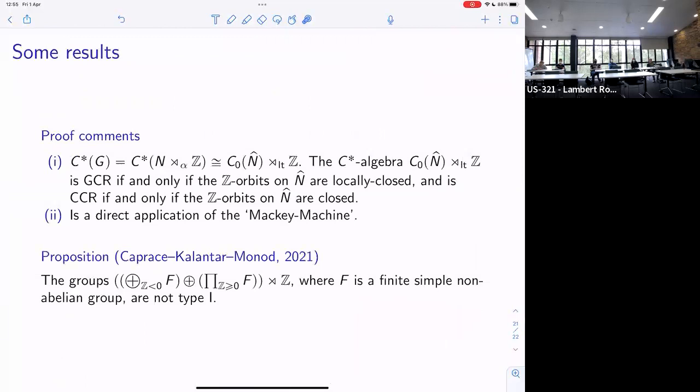Now, it turns out that not all scale groups are type 1. It was shown in a result in a paper by Caprace and Monod just late last year that scale groups of this form, where the elliptic subgroup is a restricted direct product of finite simple abelian groups, and the corresponding scale groups are not type 1. So we have classes of type 1 scale groups and classes of non-type 1 scale groups.